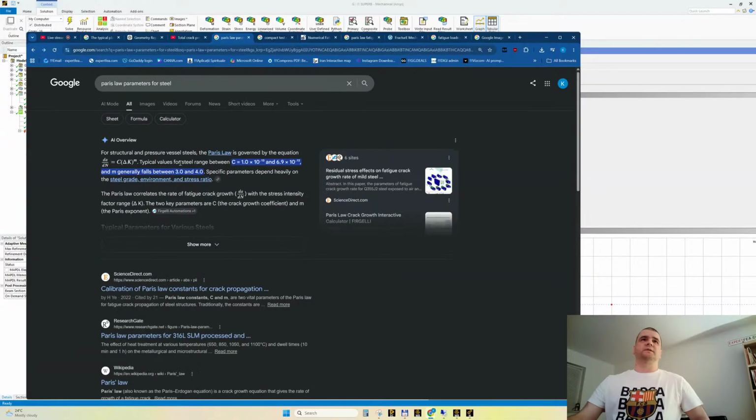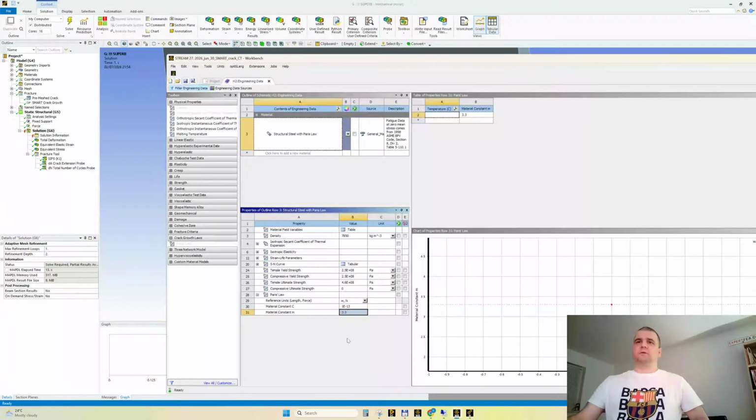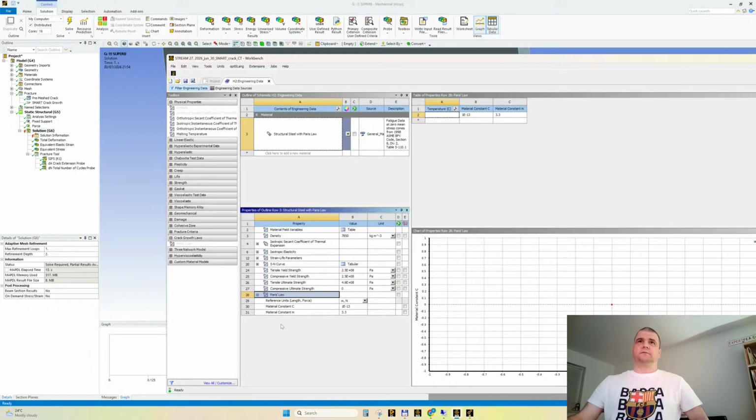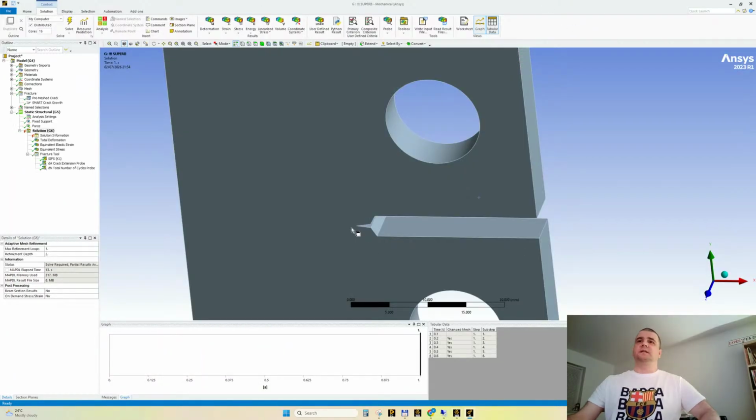So let's go back for steel. Yeah, 1e minus 13 and 3.3. This is what we're using. This is the first start. Having the material defined, we do have a specimen with the proper notch. Yes, this is how it looks like.